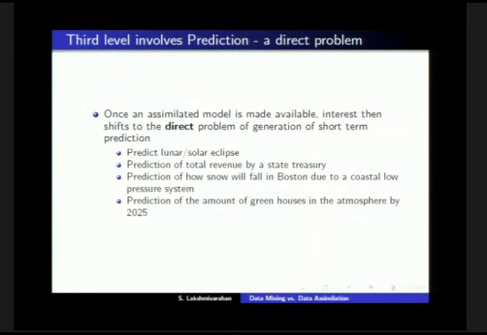We may also want to be able to predict the snowfall in Boston. It's not unusual in Boston. They can have 2 feet of snow. The entire economy comes to a grinding halt. Schools have to be closed. So I need to be able to make a prediction about the amount of snowfall. Of course, I already talked about the revenue by the state treasury. So the need for prediction arises from various directions. We want to be able to predict everything in life.